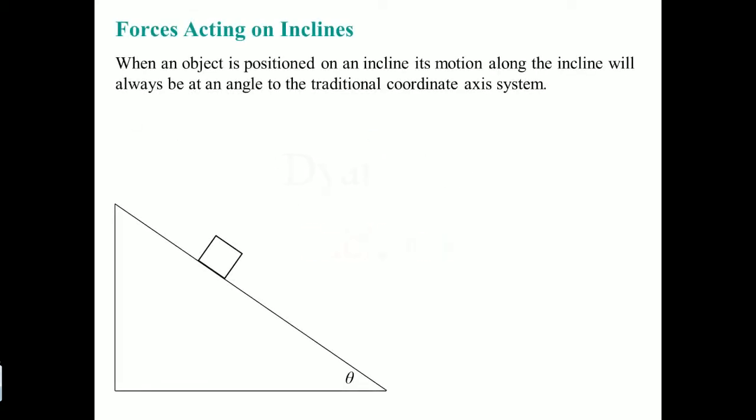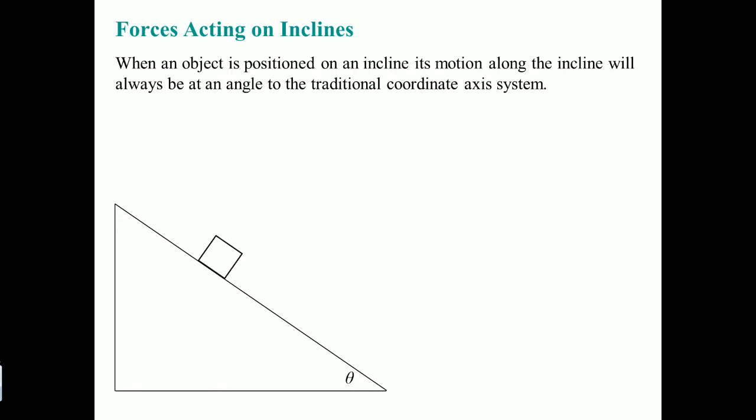Here I'm going to be covering dynamics on an incline. Normally we're going to be talking about the normal force and the acceleration. This is very crucial because a lot of problems in this section deal with an object sliding down a ramp. When an object is positioned on an incline, its motion along the incline will always be at an angle to the traditional coordinate axis system.